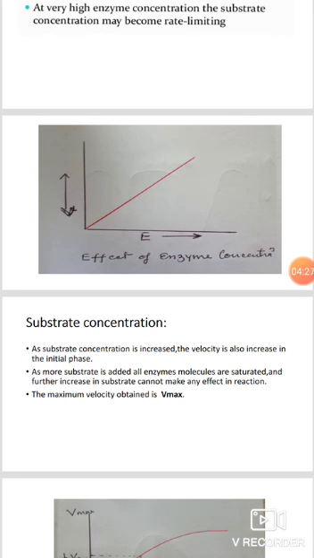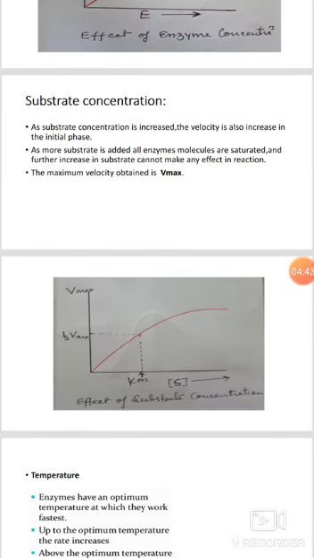Second, substrate concentration. As substrate concentration is increased, the velocity also increases in the initial phase. As more substrate is added, all enzyme molecules are saturated, and further increase in the substrate cannot make any effect in the reaction. The maximum velocity is obtained at Vmax.